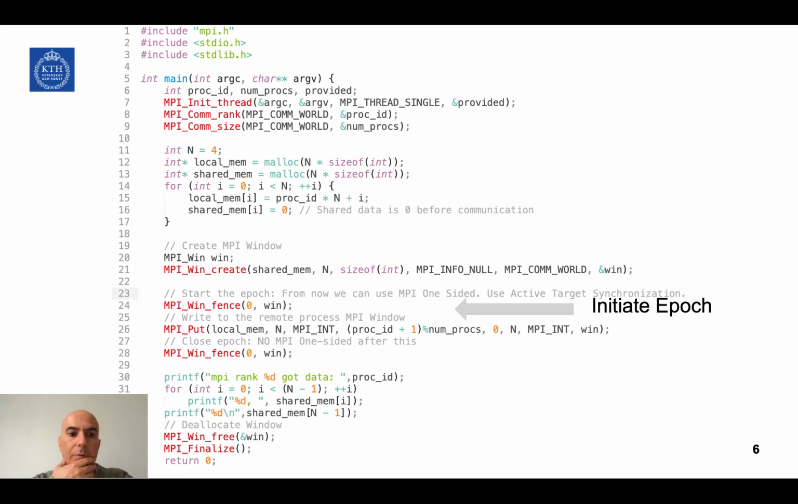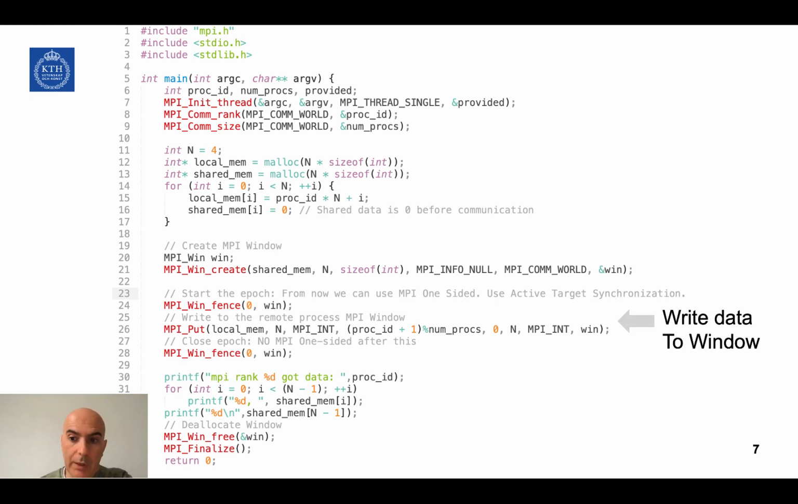At this point, we want to start an epoch. Remember that MPI one-sided communication can happen only within an epoch. There are different ways to create an epoch. We saw the active target, the generalized active target, and also the passive target synchronization. The simplest one is MPI win fence. So we use MPI win fence at the beginning to start, and then MPI win fence to end.